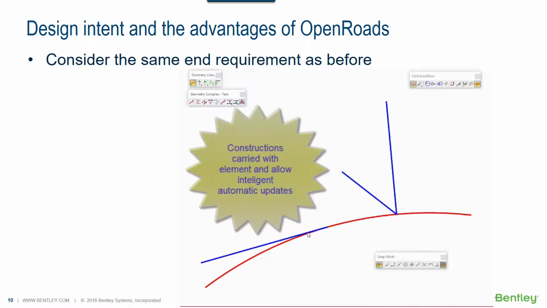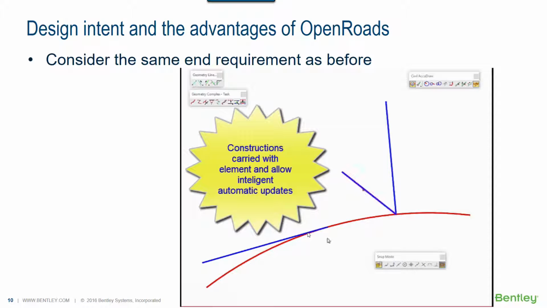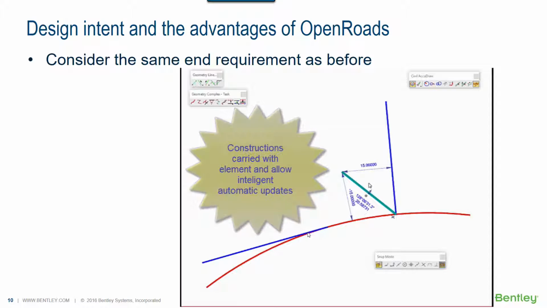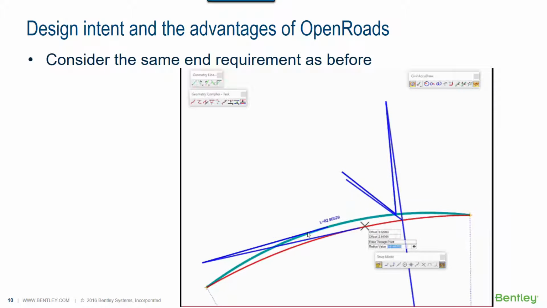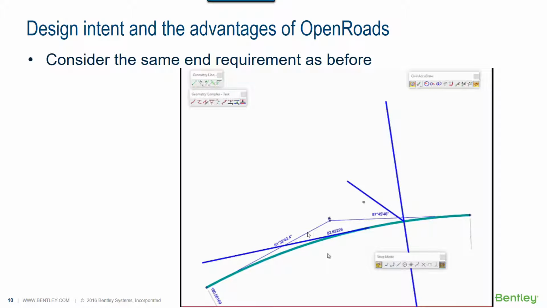Now, as we select those, the relationships are all maintained. That design intent is basically what you see on the screen, and you have the ability to modify it. And you can see now how we've captured that and how it is all relative back to the element from which it was created.